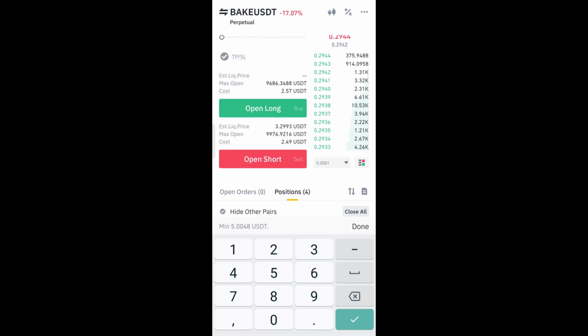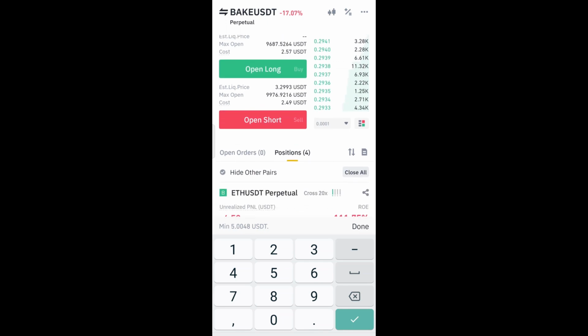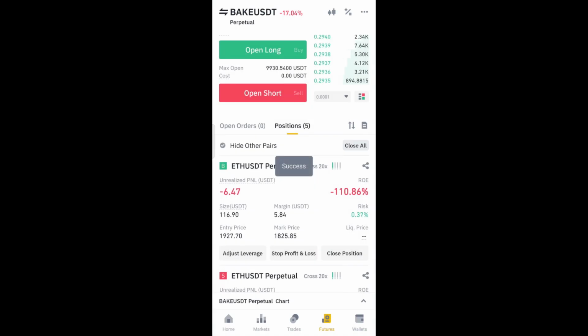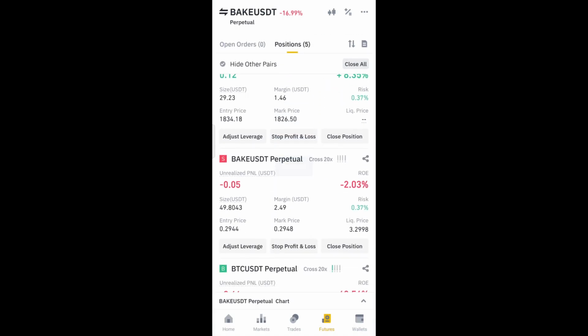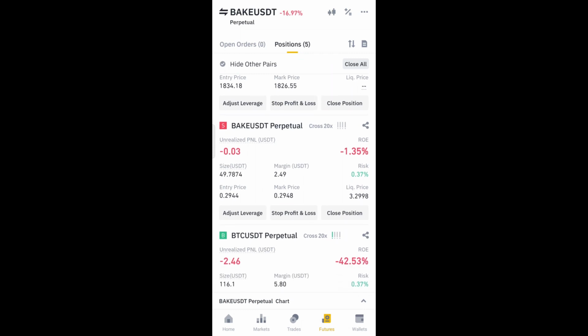Based on my analysis, the market could probably go down even more, so I can press on open short. So you can see down there, this is called your position. And you can see the size, which is the $50 that we just put in. And then the margin, $2.49, the money that we use. So where is the remaining? The remaining is actually money we borrow from Binance, guys. That's why we have 50. This is why it's called leverage trading.